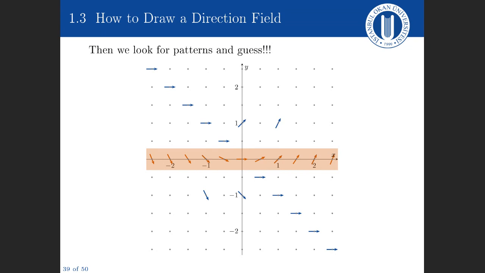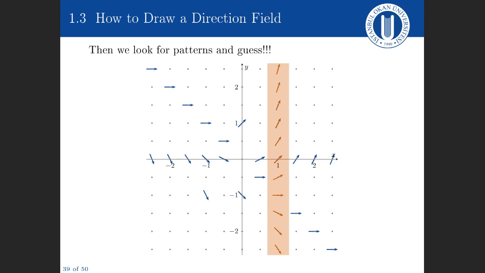We can also look at a vertical line. As we go from the bottom to the top, these arrows are also rotating anti-clockwise. So let's make another guess. Let's guess that this pattern is always true. Let's guess that the arrows look like this.